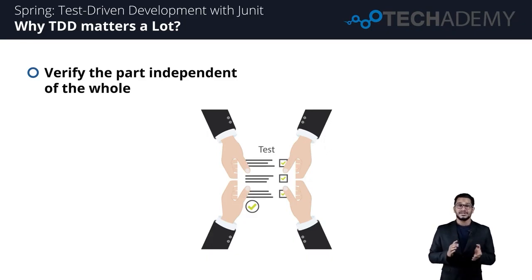Automated tests, especially unit tests, are useful to verify the parts before the whole. Considering that many teams often develop different aspects of a feature simultaneously, it's a great thing to be able to verify each part independently before it is integrated with other parts to make up the whole feature.